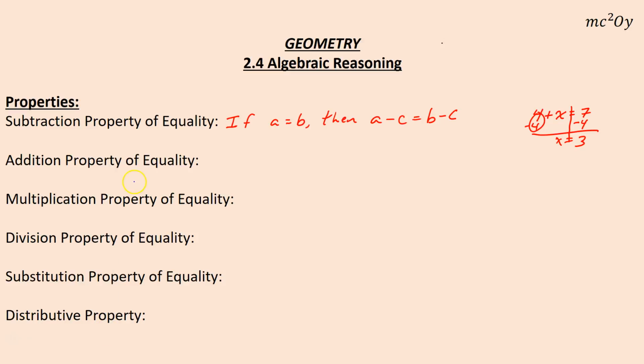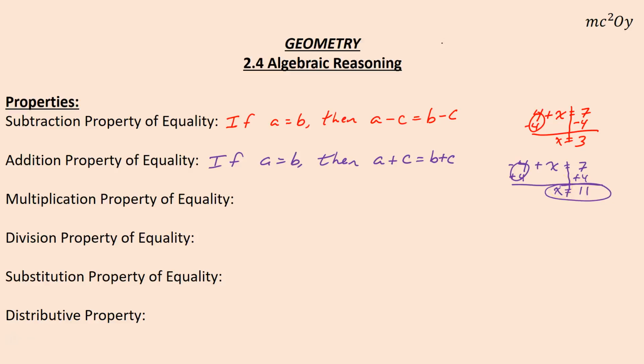Let's try another one. The addition property of equality just says if A equals B, then A plus C equals B plus C. So, rather than subtracting the same thing from both sides, this time you're adding the same thing to both sides. So, for instance, if I had negative 4 plus x, I'd have to add 4 to both sides to solve that equation. If you think back to your algebra days, the good old days of algebra, you get x equals 11. All right, so you're adding the same thing to both sides.